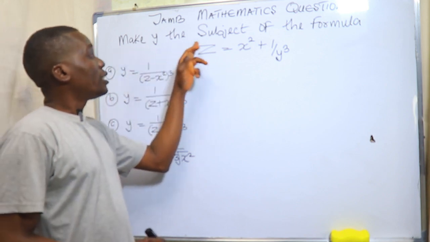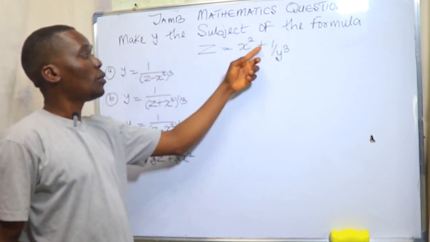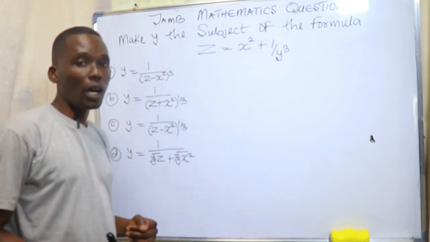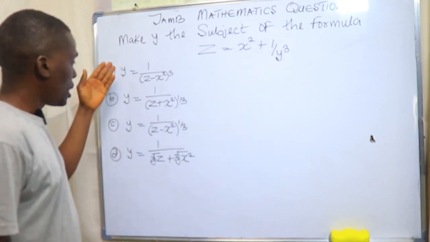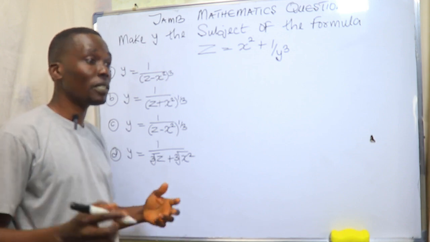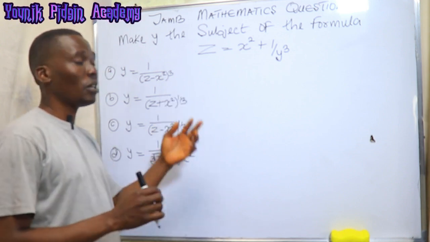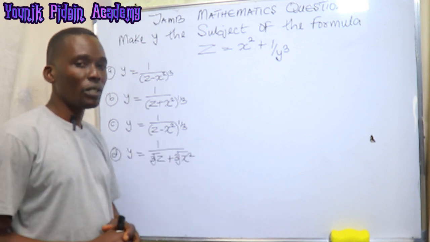Make y the subject of the formula for z equals x squared plus 1 divided by y to the power of 3. Now this is the option we then give you. This is a typical JAMB question. Remember, you will sit the JAMB question as a computer based test, so you will just see them, write and solve your question.